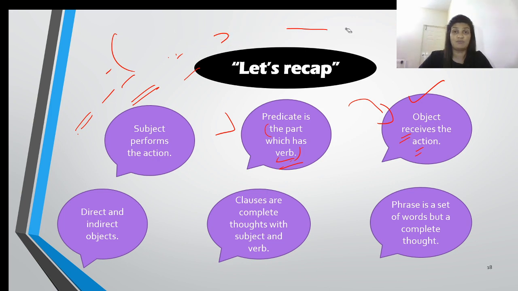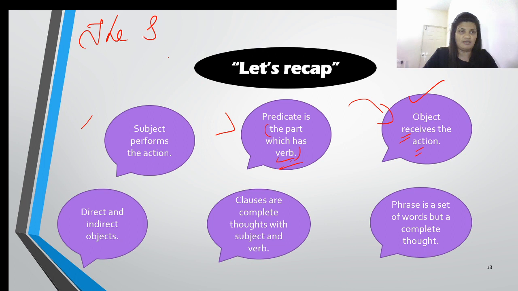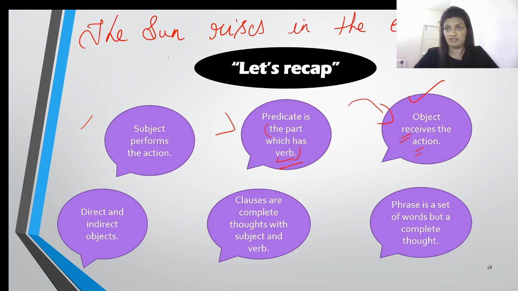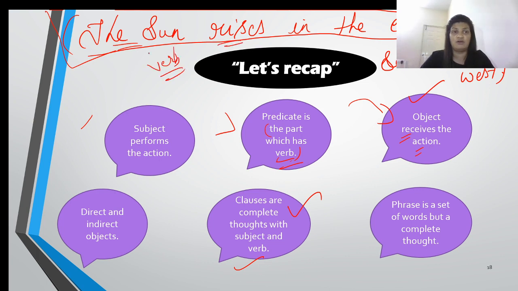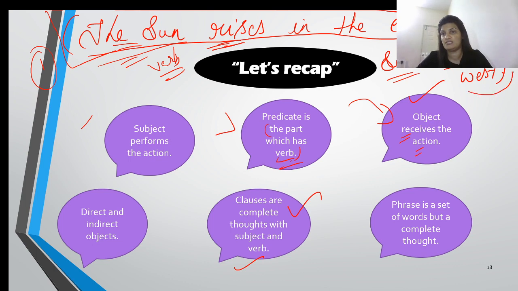Now let me write another statement to explain what clauses and phrases are. For example, the statement: the sun rises in the east and sets in the west. In this complete statement, I have a clause. And what is a clause? Clauses are complete thoughts with subject and verb. So if I take this as a clause, we have a subject, which is sun, and rises as our verb. Therefore, subject and verb. So this becomes our clause number 1. And then we have sets in the west. So this is another clause.